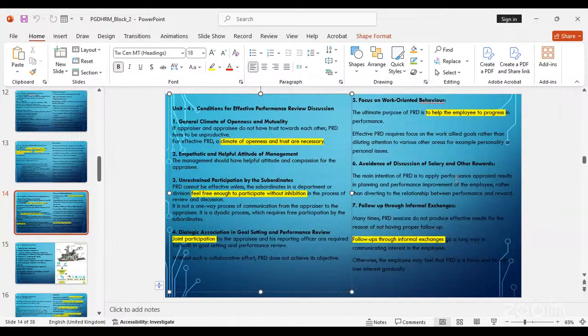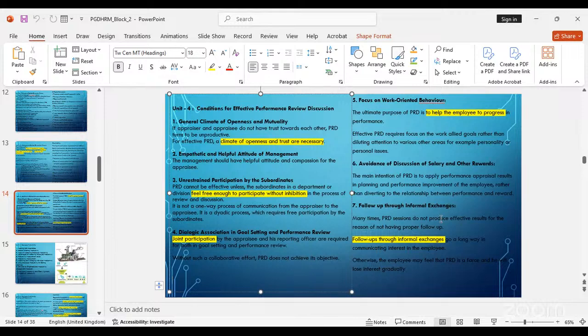Focusing on work-oriented behavior, then avoidance of discussion of salaries and other rewards. Here, the monetary aspect shouldn't be brought for discussion. That is a strict big no.